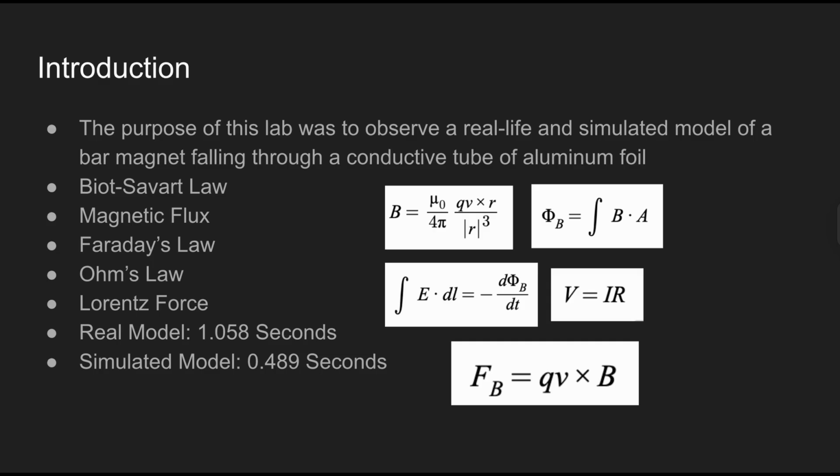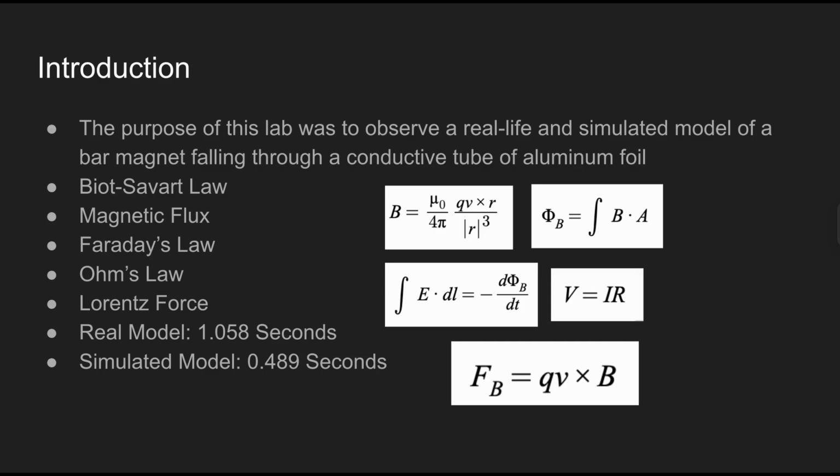The first concept is the Biot-Savart law, which calculates the magnetic field given a charge, a velocity, and a distance. The second concept is magnetic flux, which is the component of a magnetic field passing through a surface. The third concept is Faraday's law, which calculates an electromotive force based on the negative derivative of magnetic flux with respect to time. A fourth concept is Ohm's law, which relates current to voltage and resistance.